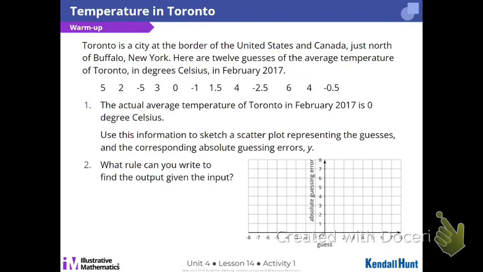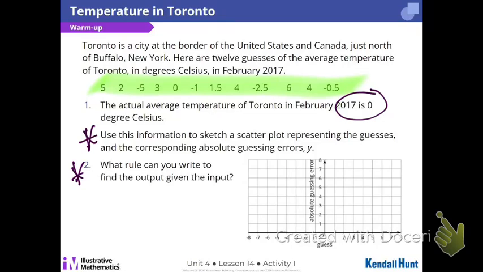To warm up, friends, we're looking at the average daily temperature, or the average temperature in Toronto in February. Above listed here are the guesses. You'll see the guesses people made here. It is up to you to plot how far they were off from the actual, which is 0 degrees. It's Celsius, so it makes sense. You're going to use that information to sketch it on the graph, and then do your best to write a rule explaining your inputs and outputs.